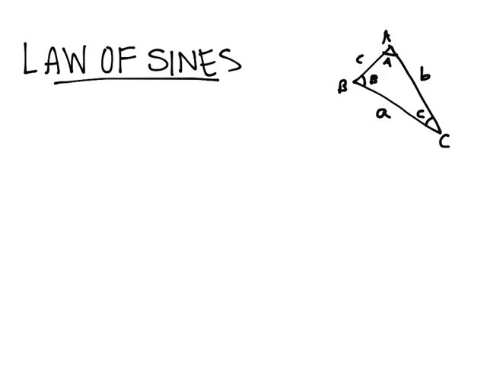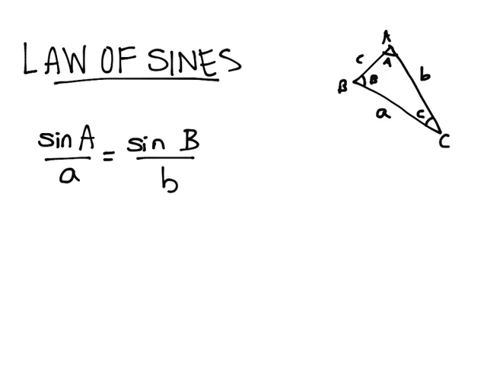Here is our law. Sine A over side A is equal to sine B over side B is equal to sine C over side C. For any triangle, this ratio holds.